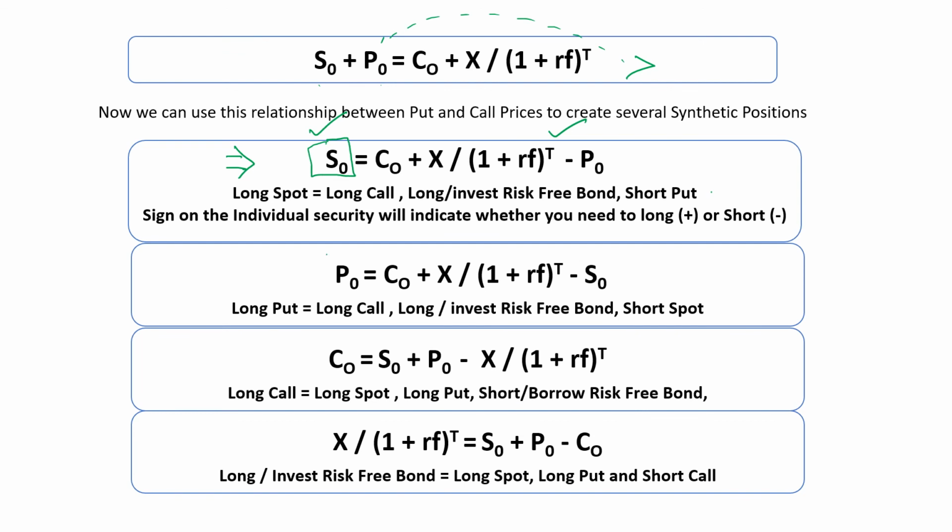Guys, similarly, if we want to create a synthetic position in a put option without owning the put option, what would we do? We would basically buy a call option. We would invest the present value of the exercise price in a risk-free security and short the spot asset. And so forth and so on. So guys, this is the idea behind put call parity. Hope you like this brief intro about put call parity.